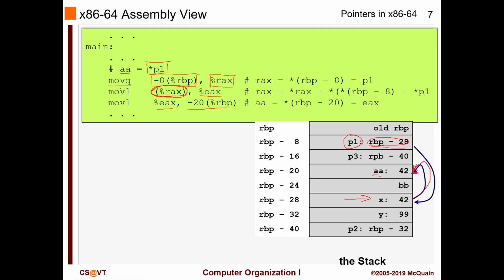Okay, my bad. The first thing that happens is we take the value of P1 and put it into RAX. By doing this, we are getting the value that's pointed to by RAX, which is actually 42. And then we take that 42 and put it inside RBP minus 20. So this is basically what happened. I went an extra step and made a mistake there.